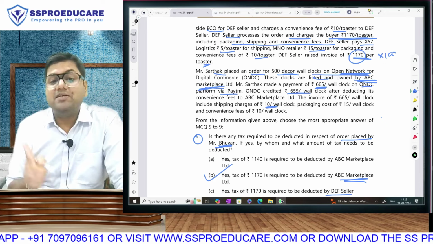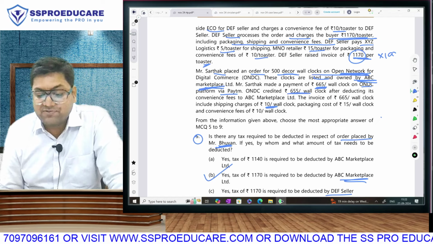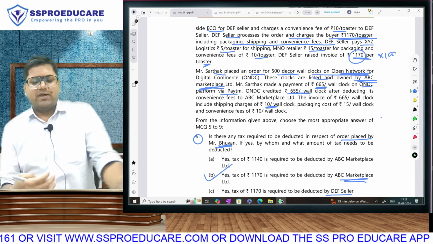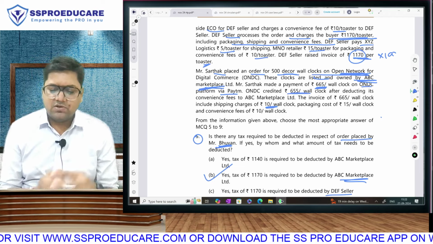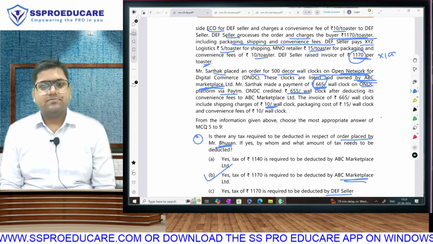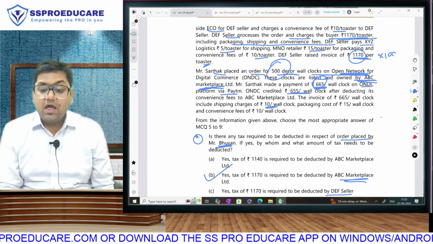So ultimately ABC is going to make an invoice of 665. Sarthak will pay 665 to ONDC, and ONDC will release 655. Plus there will be other packaging charges, convenience fees, etc. also. But we are clear that TDS will come on the gross amount, 665 into 500, of course, at 1%. And who will deduct?